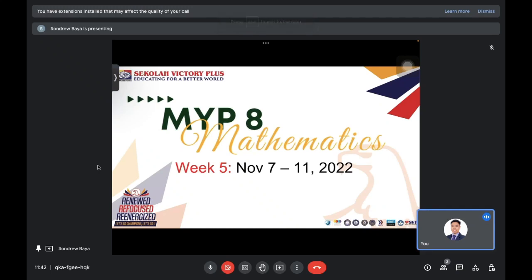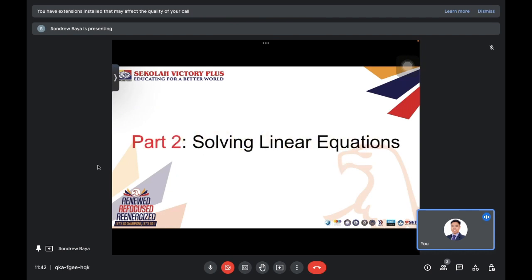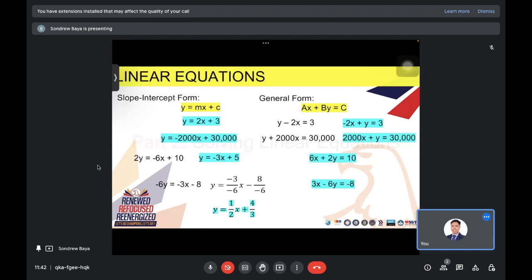All right, we are now in the second part of our discussion. For the second part, we are going to focus on solving linear equations. Previously, in our first discussion, you have seen that linear equations could come in two forms: the slope-intercept form and the general form. So in solving linear equations, you may encounter either of them.